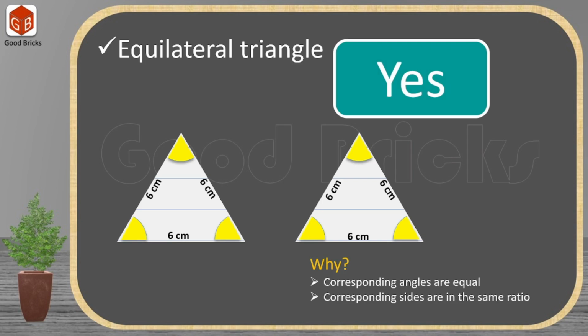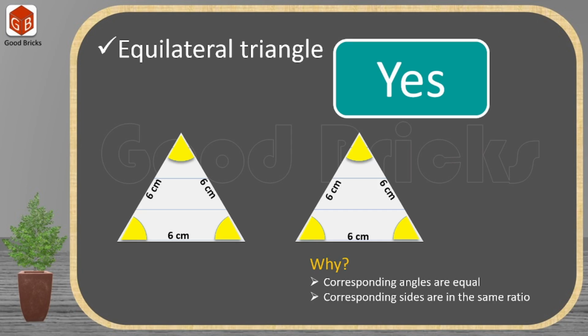It is because if you observe these two equilateral triangles, these are the two corresponding angles and these are the two corresponding angles. All the corresponding angles in these two triangles are equal. This is one point. And all the corresponding sides are also in the same ratio. That is the reason we can say these two equilateral triangles are similar triangles.